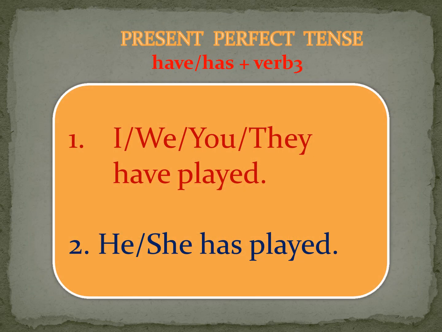Students, now look at present perfect tense, which describes a finished action. In this we use have, has plus third form of verb. With I, we, you, they, we use have, and with he, she, it, we use has. Here are some examples. First, I have played. Second, he has played.